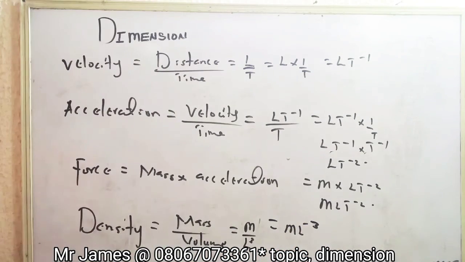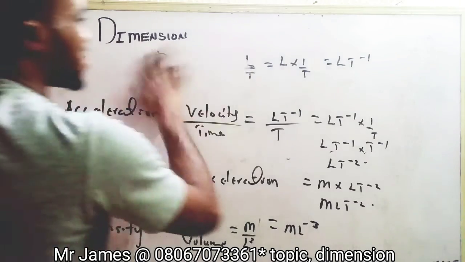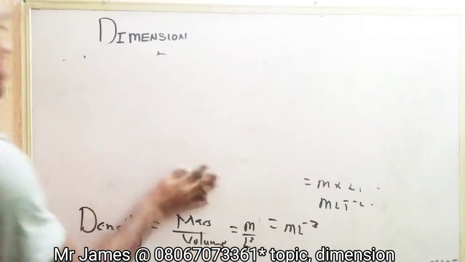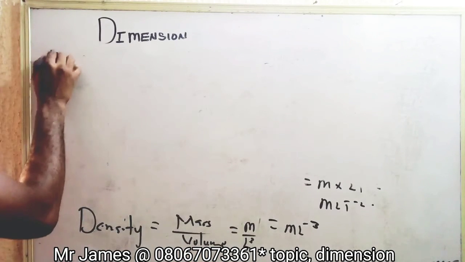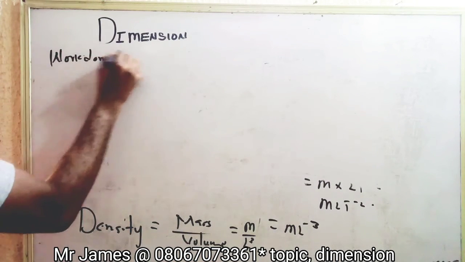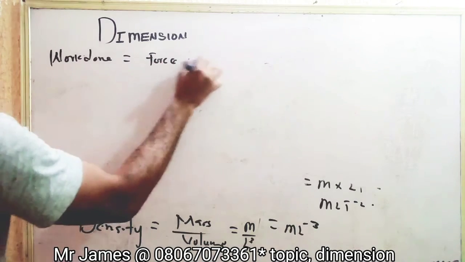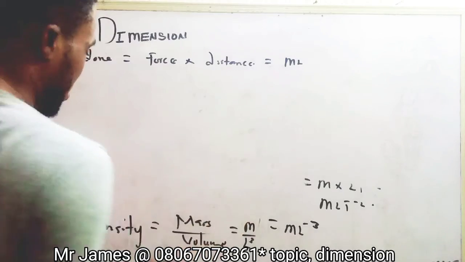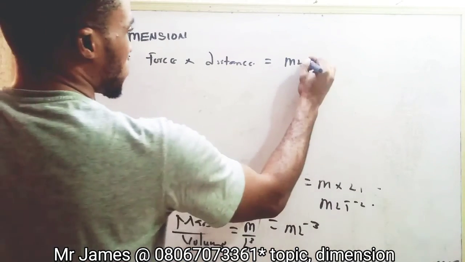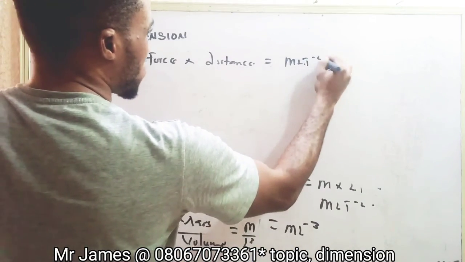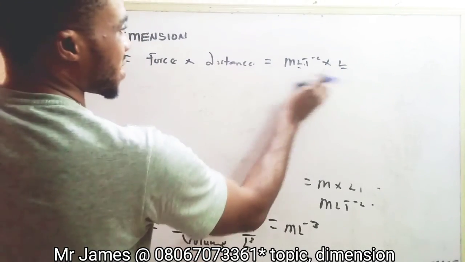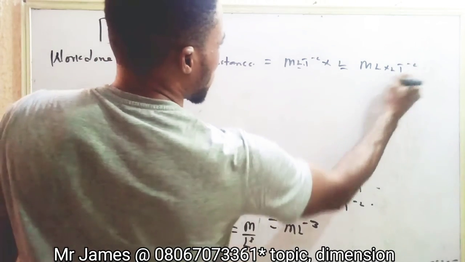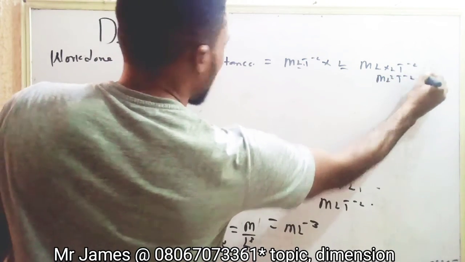So let us include other quantities like pressure, power, work done. We know that the formula for work done is given as force times distance. But the force on its own, as earlier gotten, is M L t raised to power minus 2, times the distance. Just multiply the L together. So I'm going to have M L times L t raised to power minus 2. I have M L squared t raised to power minus 2.